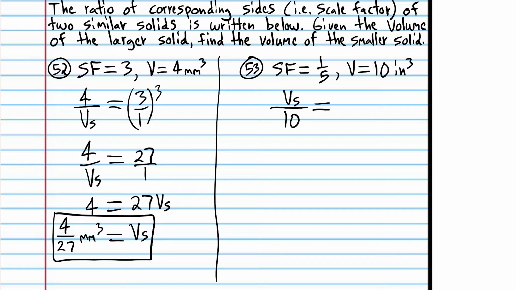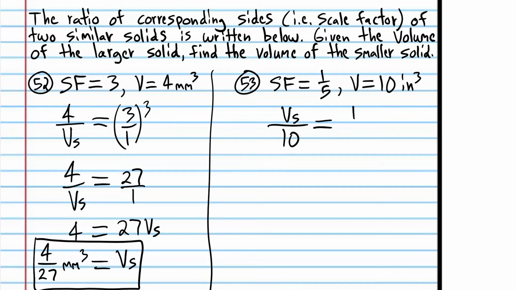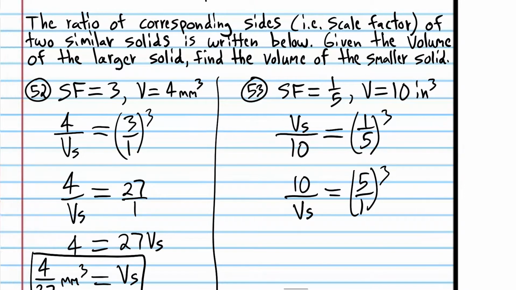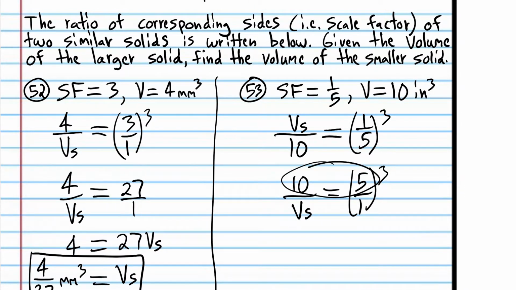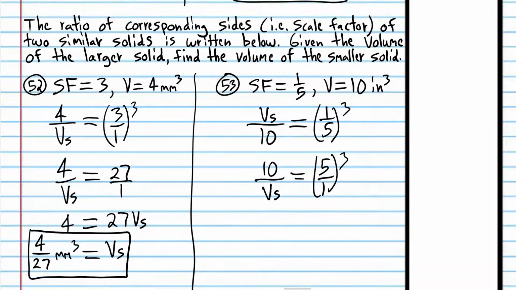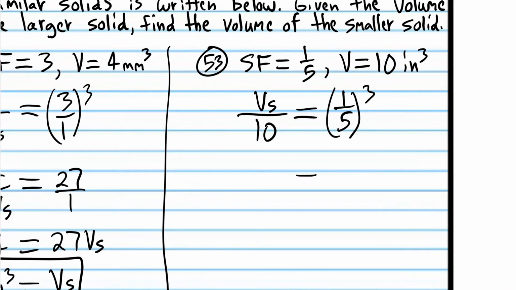Not all ways are correct, though. And then I would have to write the scale factor the way it is. But again, you could write 10 over volume of the smaller solid equals 5 over 1 cubed. That would also work. As long as the tops are both the larger or both the smaller, and the bottoms are both the larger or the smaller, then it's going to work. So 1/5 cubed. 1 times 1 times 1 is 1. 5 times 5 times 5 is 125.